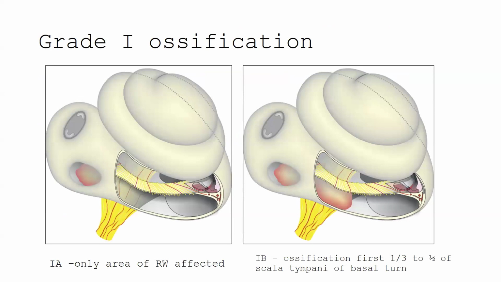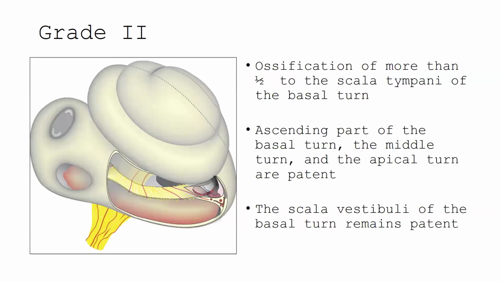There is this classification where for a grade 1 ossification, we can have a 1A where the opacification is only at the round window, or a 1B where opacification is extending from the round window up to between a third and a half of the basal turn. This is very radiological, and sometimes the radiologist can pick this out, especially if they do 3D formats of the cochlea. You can have a grade 2 opacification where opacification is now extending to the entire basal turn of the cochlea.